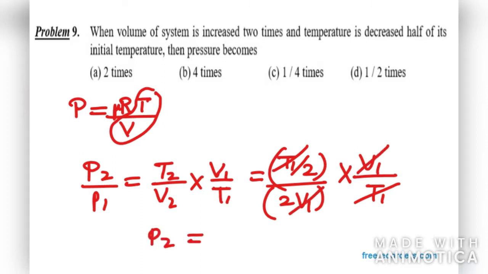So P2 is equal to, taking the reciprocal, 1 by 4 of P1. So that means the right option is C, that is 1 by 4 times.